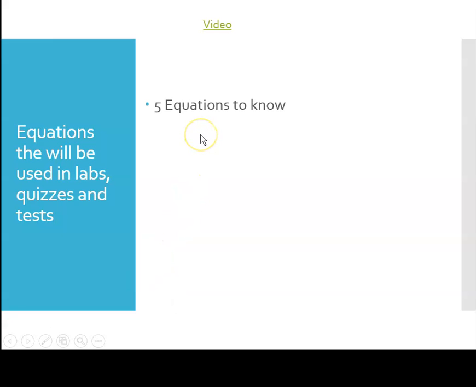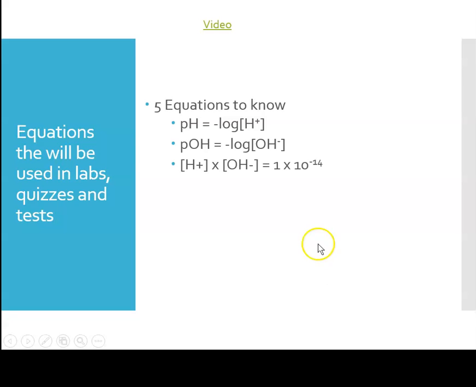Okay, and so here's another video for you to watch on how to use some of these equations. Feel free to click on it when you download the PowerPoint. But these equations, you want to write down each of these. We will be using these two on a worksheet today.